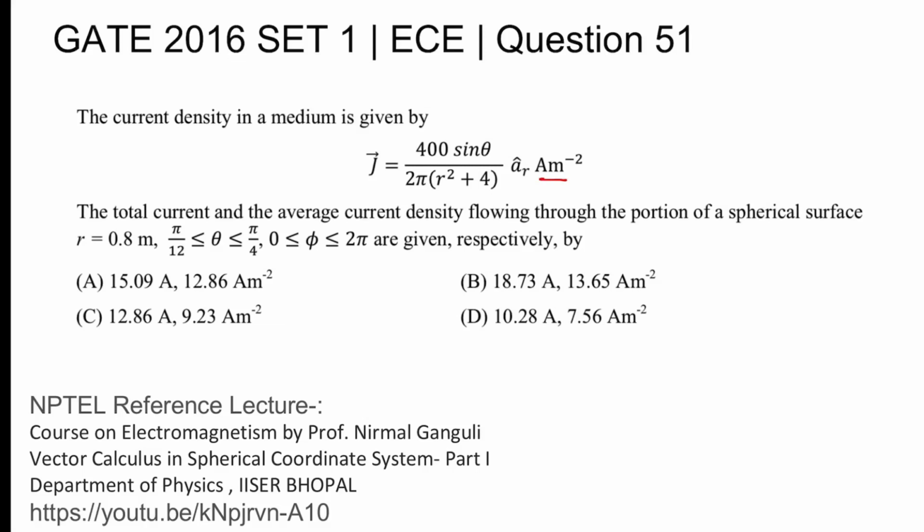So the total current and average current density flowing through the portion of spherical surface are being asked. The spherical coordinates are given as r equal to 0.8, theta between pi by 12 to pi by 4, and phi from 0 to 2 pi. So you have to find out the total current and average current density through this portion. Four options are given and you have to determine the parameters.